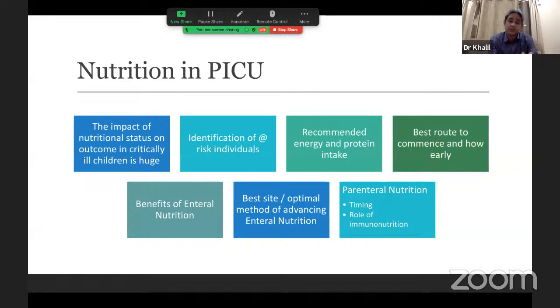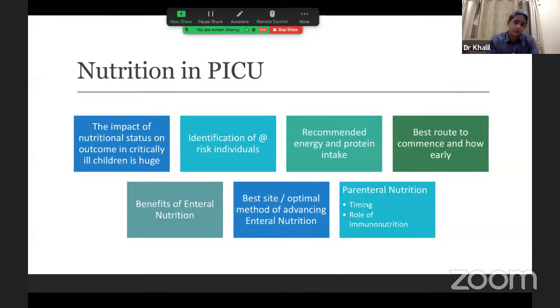The best site would be the gastric, and the optimal method of advancing enteral nutrition, again as I said, is aspirating and seeing the gastric residual volume, whether it is more than 30% or 40% of the last feed, and you keep on moving. You take 2 steps forward and 3 steps backward. So it has been seen that unless there is a high risk of aspiration, even gastric residual volume has not been found to have any logic to withhold the feeds.